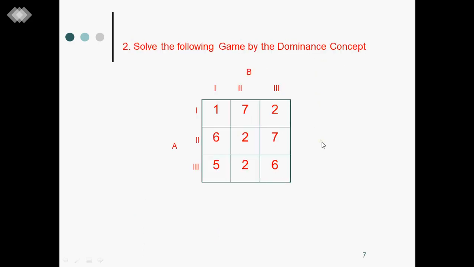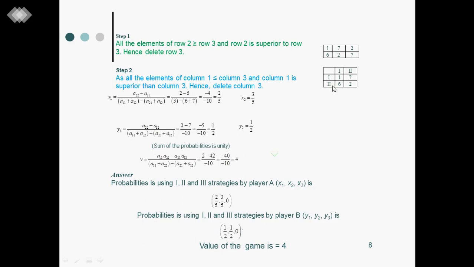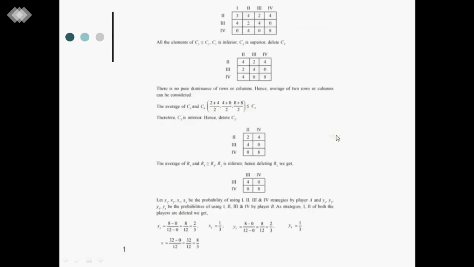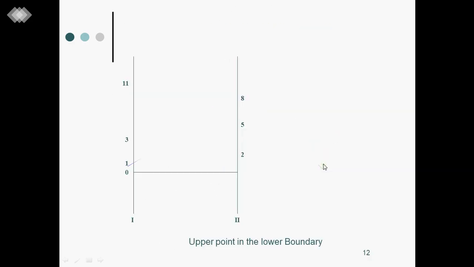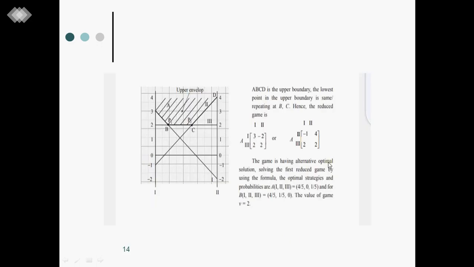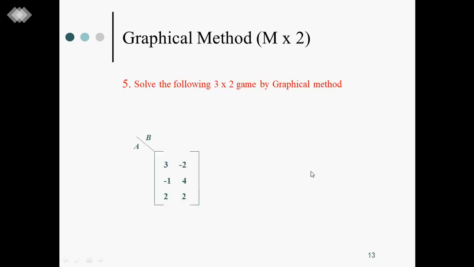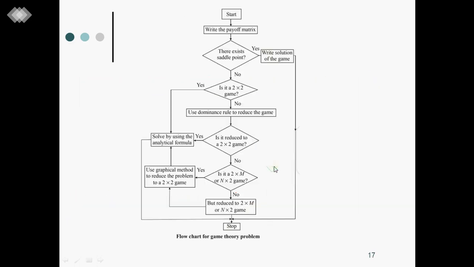See, for example, this problem itself you take. After getting to this stage, you can use the graphical method. Fine. So if they ask you to use the graphical method, normally it will be of this type or this type. If it is a higher order game, it is a concept: you have to reduce partly, or partially, by dominance, then by graphical method you have to solve.